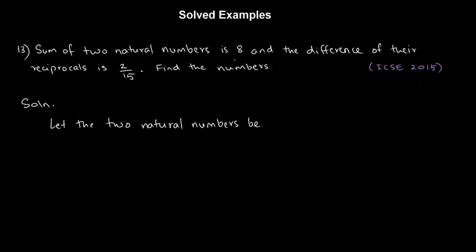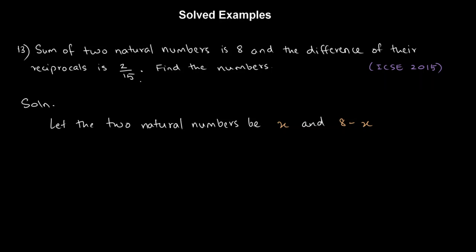be, so if one of the numbers is x, and since the sum of the two is 8, if one is x, the other one will have to be 8 minus x, right? Sum of the two natural numbers is 8, so let the two natural numbers be x and 8 minus x. That's my first thing that they've given here.